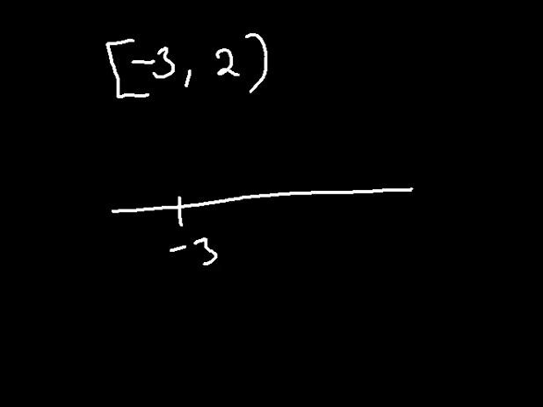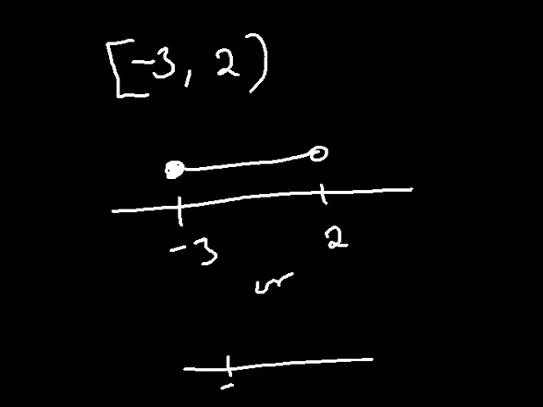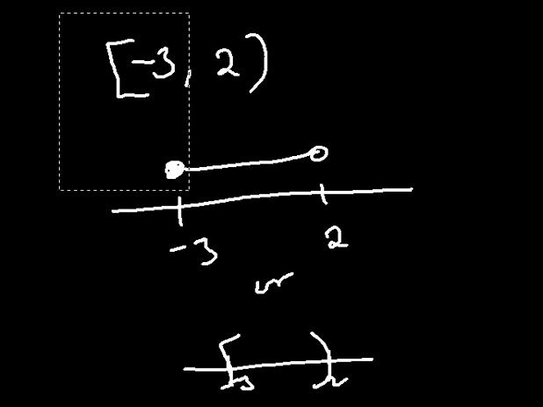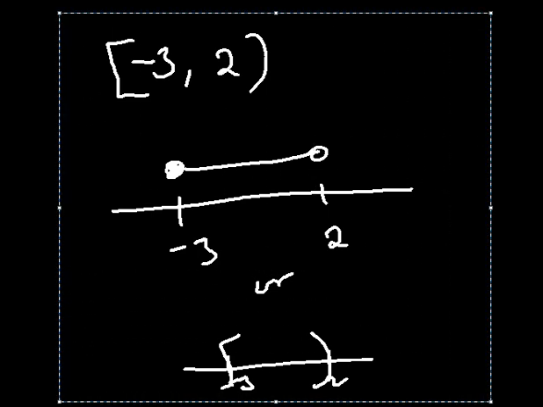So we have -3 here, and we'll have 2 here, like that. Since 2 is not part of the interval, we can have it as an open dot, and you'll have the shaded dots, like that. Or else, using the first case, we'll have it as -3, 2, with the closed bracket here and the open bracket here. So that's the principle behind how we can present intervals on the number line.